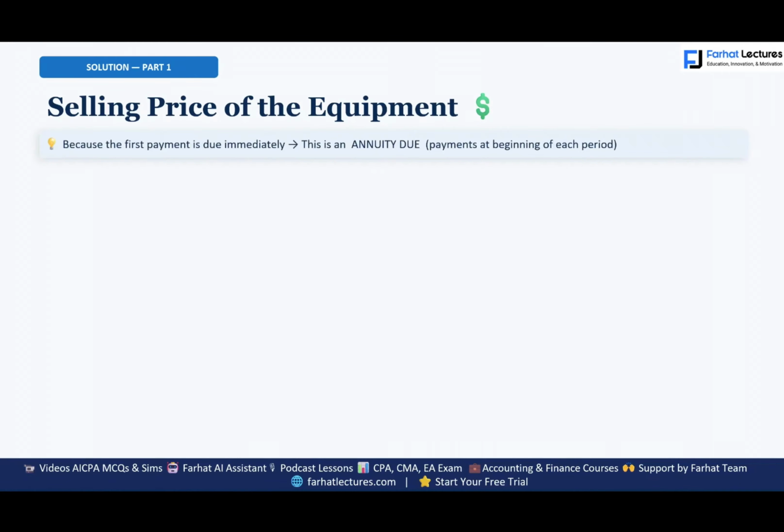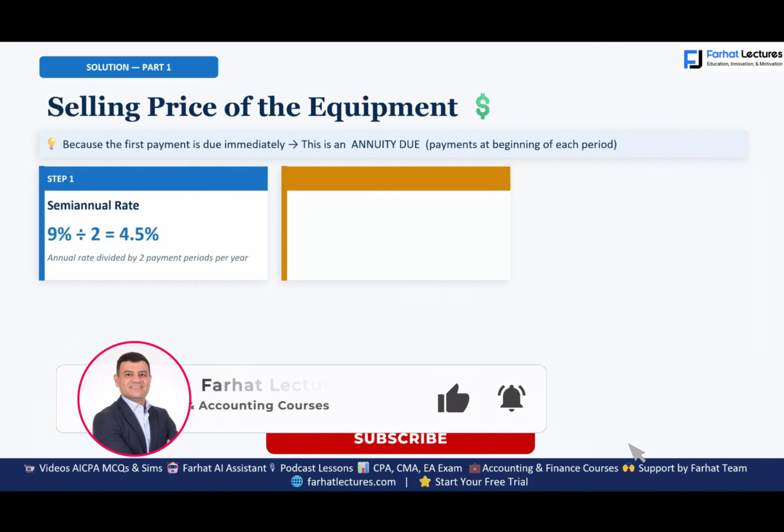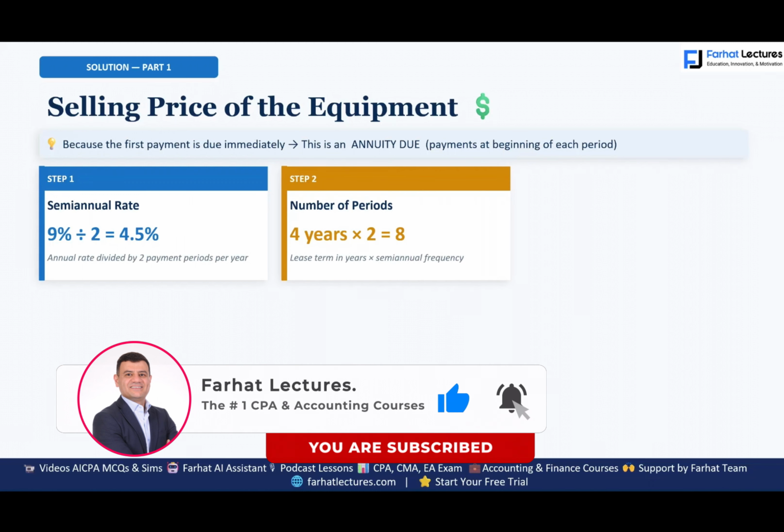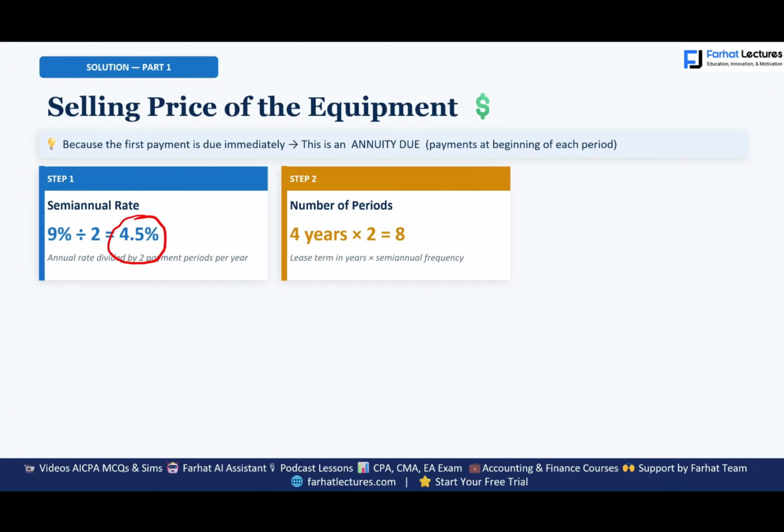So what's the selling price? The selling price is the present value of all those payments. How do you find the present value? You have to use an interest rate, and the interest rate is 4.5 because the stated rate is 9% annually. Adam will make the payment twice a year. Great. Number of periods, I told you it's 8 because it's 4 years, 8 periods.